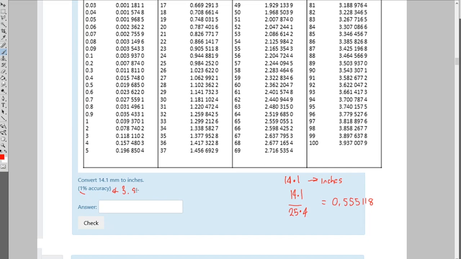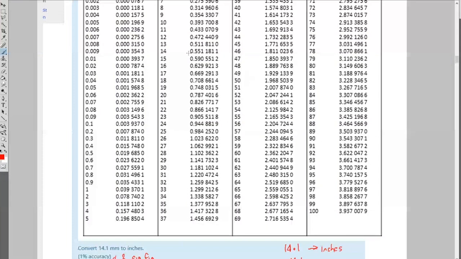So 3 significant figures is starting at the 5 there, 1, 2, 3. So you only really need to go 0.555. You don't need the other 3. But I would probably work with maybe 5 significant figures just to be on the safe side. How do I do it with this chart? Well, 14 millimeters is right there. That's exactly 14 millimeters. So we're going to get that number. And then we have to add 0.1, which is there. So we've got to add those two numbers together.